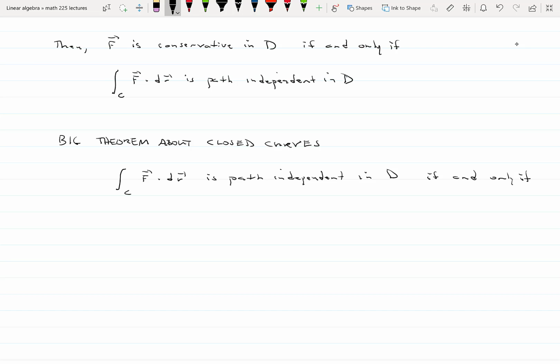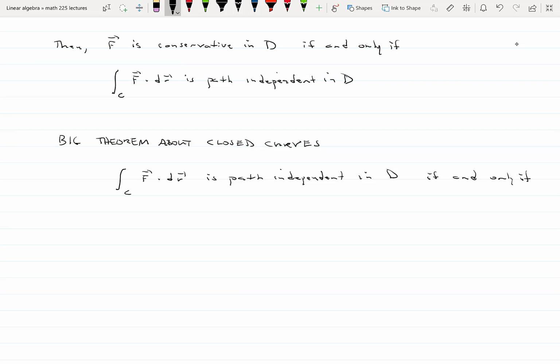Let's see if you can help me come up with the conclusion to this theorem. So I only wrote half of the second theorem. The big theorem about closed curves. Okay, so now assume that we're looking at C being a closed curve. Okay, so the integral along C, along this closed curve, a circle or any curve that's closed with smooth edges here, is path independent if and only if what?